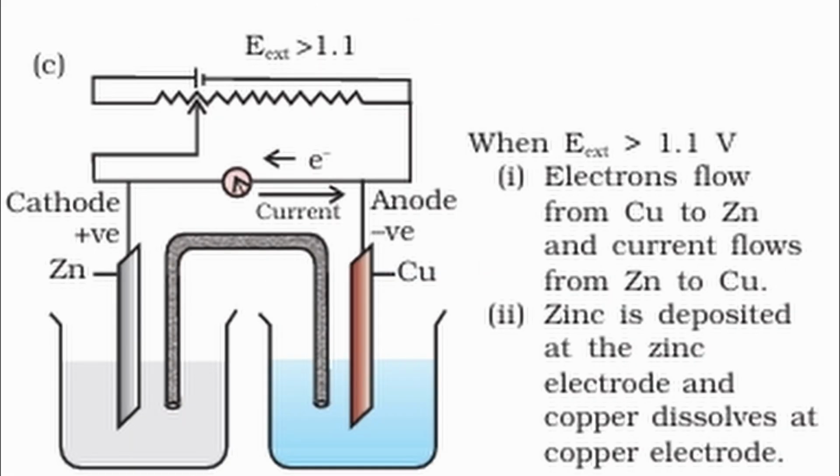If the external voltage is increased beyond 1.1 volts, the direction of the reaction reverses. The cell now uses electrical energy to force a non-spontaneous chemical reaction. In this mode, the same setup behaves as an electrolytic cell. This simple example clearly shows the difference between galvanic cells, which produce electricity, and electrolytic cells, which consume electricity.